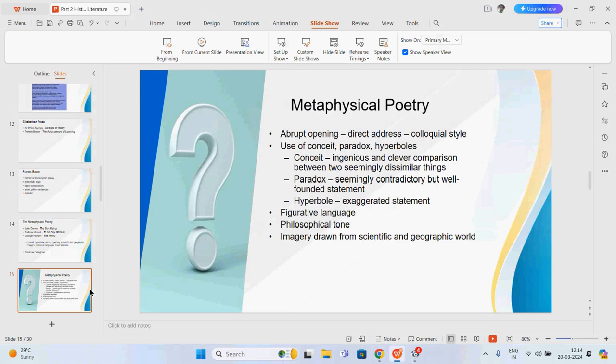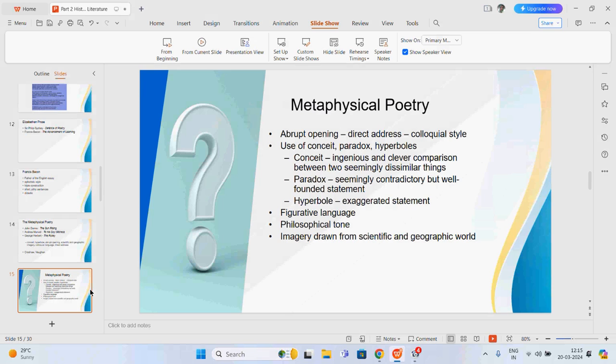More information about metaphysical poetry is given there. Some points are already explained there. As I told you, it is an abrupt opening. There is a direct address, and the style is very colloquial. It is as if there are two people talking to one another. We find the use of conceit, paradox, and hyperboles. Each of the terms are explained there.